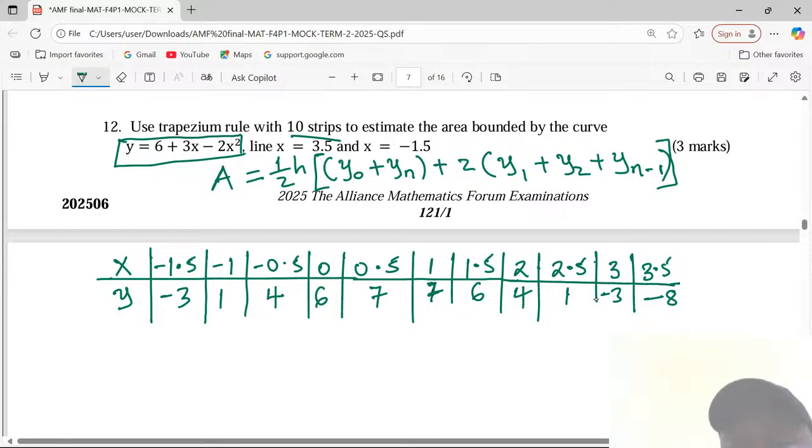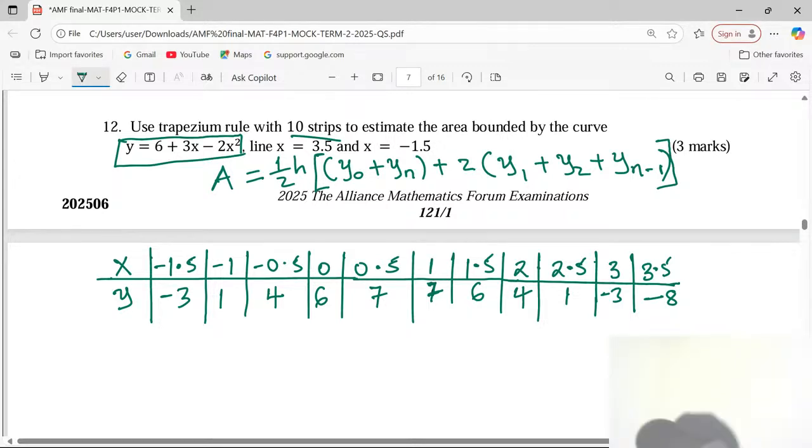So you are supposed to use the function very well. And remember, you have a calculator, so you don't have to struggle to substitute. You just type in the calculator the whole function once. 6 plus 3, you open brackets, minus 2, you open brackets again. You put the value of x, you close brackets, squared. You close brackets. Very simple. So you come up with all the values of y.